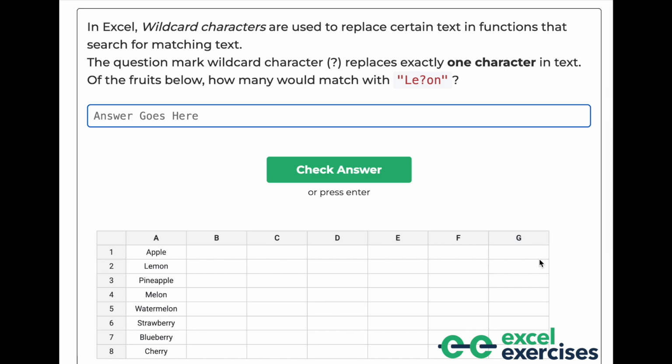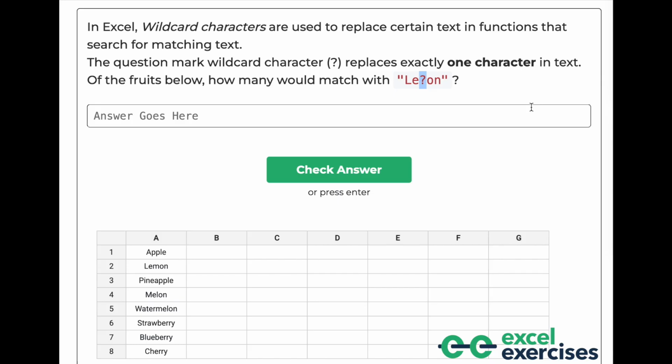Let's say we're using SUMIF or COUNTIF, and we want text that looks similar to this text, but it might not match exactly. So wildcard characters give us some flexibility here. There are two big ones that you need to know. The first is a question mark. The question mark replaces exactly one character of text.